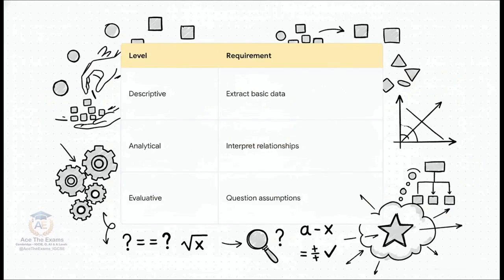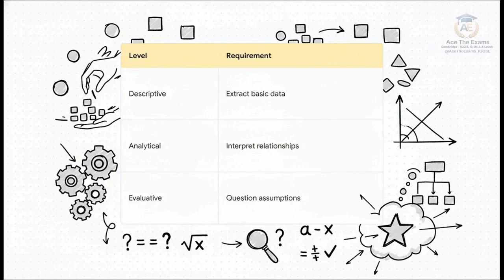The Cambridge marking expectations actually scale across 3 distinct frameworks. Let's break them down. At the lowest band, the descriptive level, you're basically just extracting basic data. You recognize it's a complex number question, and that's about it. Moving up to the analytical level, this is where you interpret relationships. You successfully set up and solve the algebra. Great. But look closely at the evaluative level. To grab those final, absolute highest marks, you must question assumptions, consider different perspectives, and explicitly justify your decisions. For example, why did you reject one of the roots from your quadratic equation?